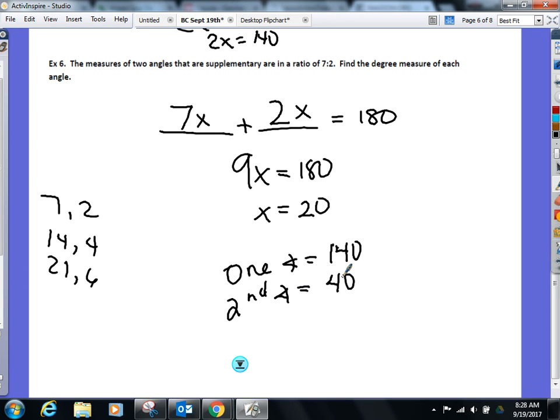And quick check, these two angles better add up to 180, which they do.